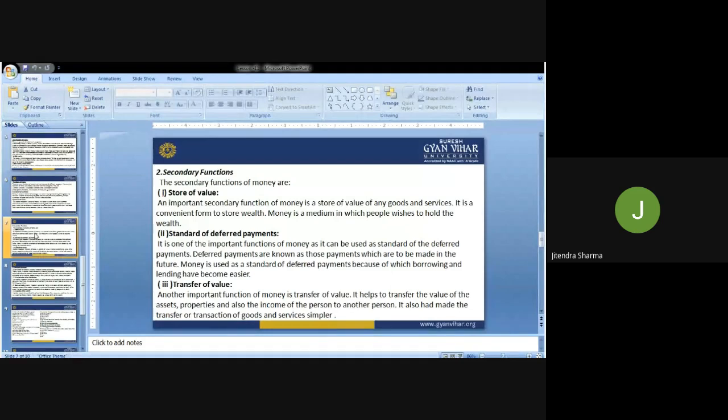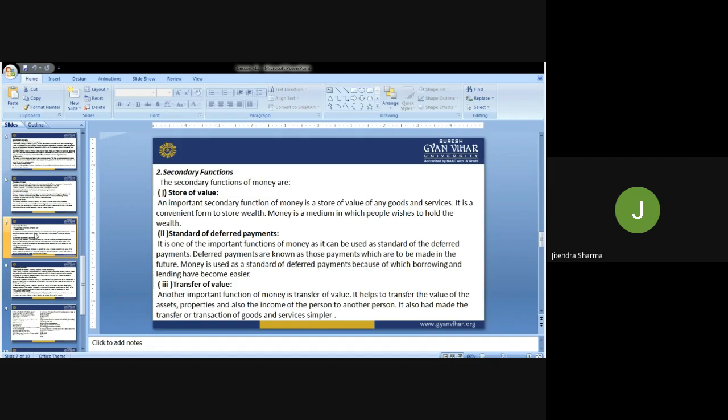Then the secondary functions. All the functions are within the slogan I have given you: money has its function 4, medium, measure, standard and store. So now the secondary functions of money are, first, store of value. It means in the form of money it is very easy for us to store the value of any commodity or service. It is a convenient form to store wealth. Money is a medium in which people wish to hold their wealth.